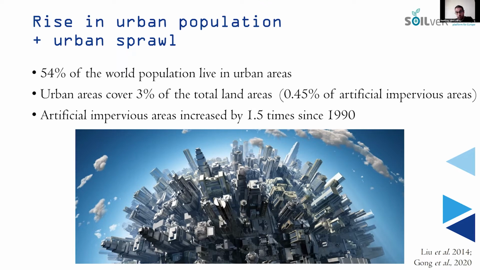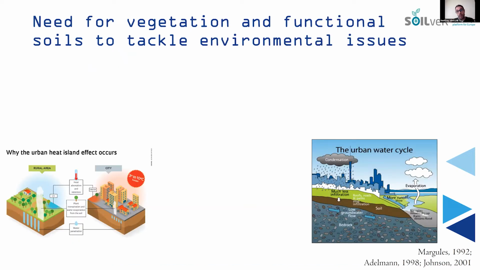As a consequence of this soil artificialization, of urban sprawl, there are many environmental issues that are specifically concentrated in urban areas. Let's mention the urban heat island, because of a lack of transpiration and due to the albedo of the materials used in our cities. There are also issues related to urban water cycles, floodings, like a lack of infiltration and recharge of the groundwater.